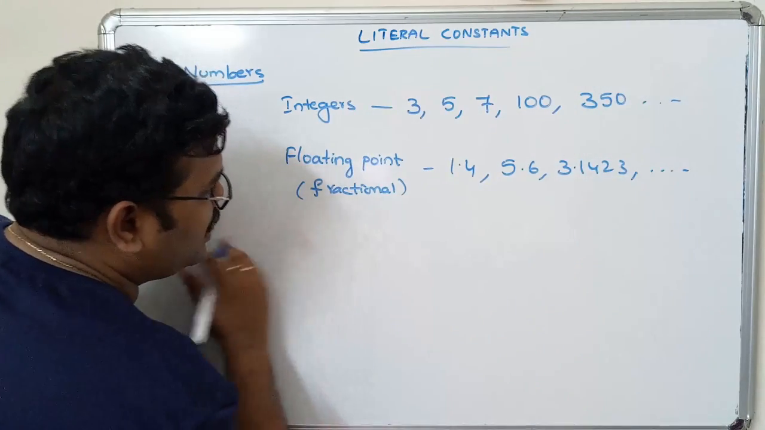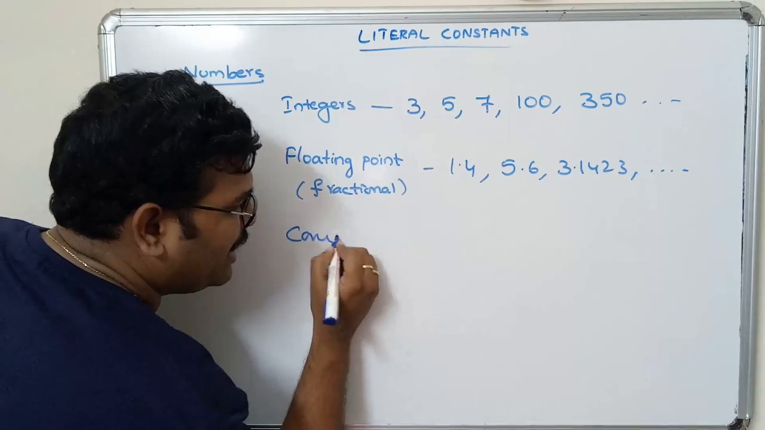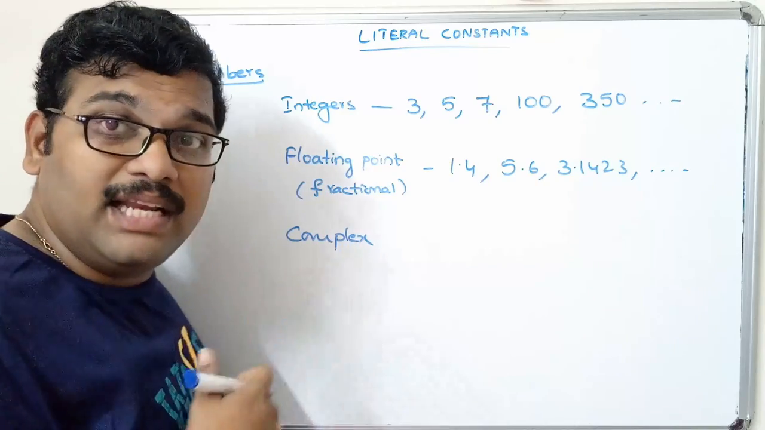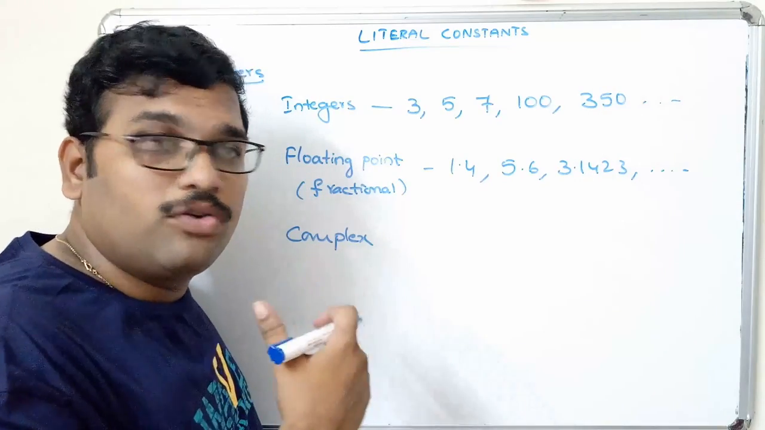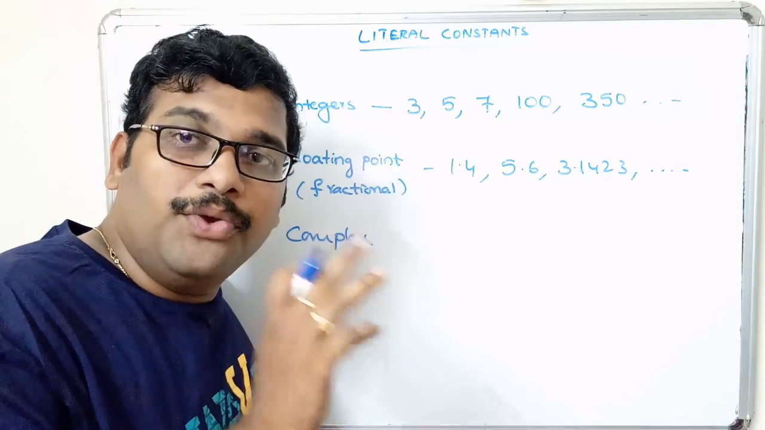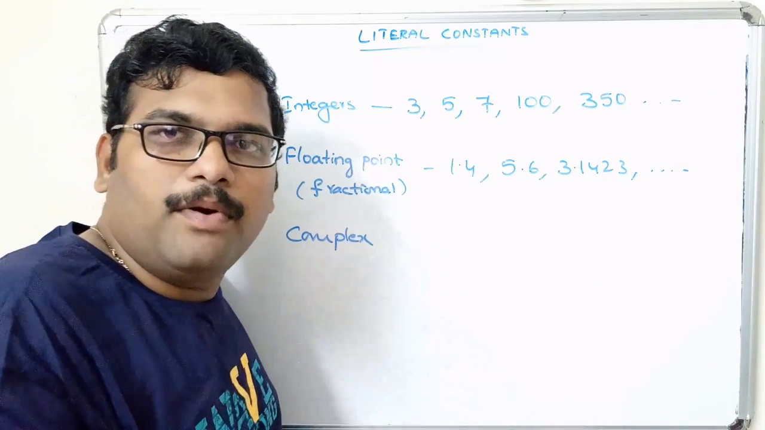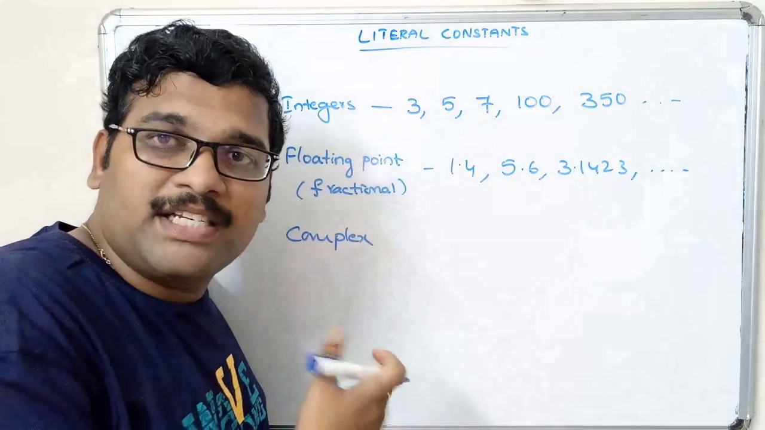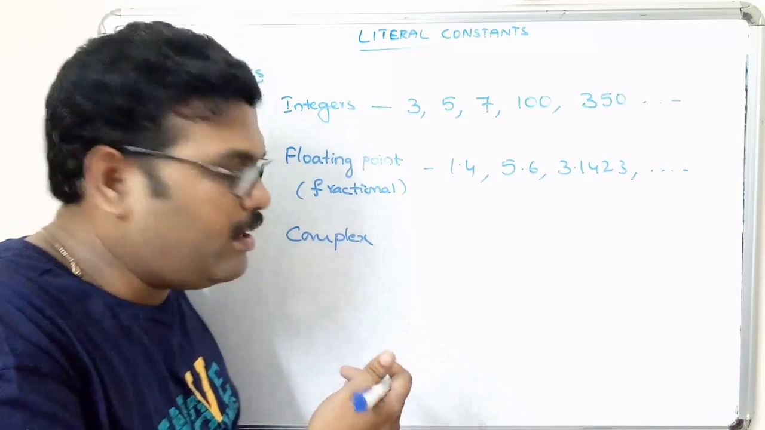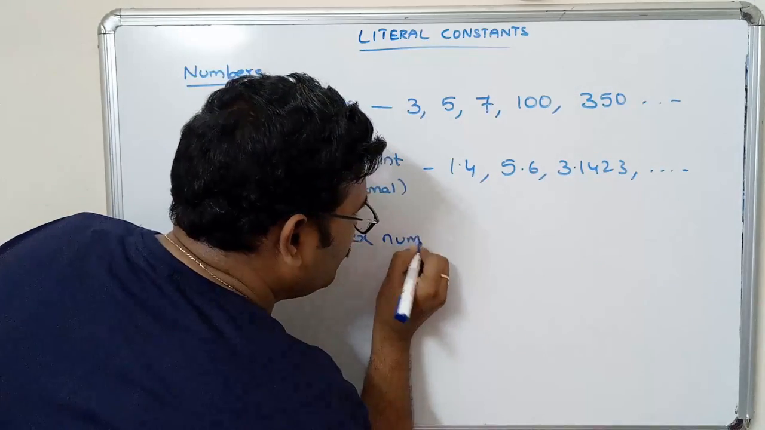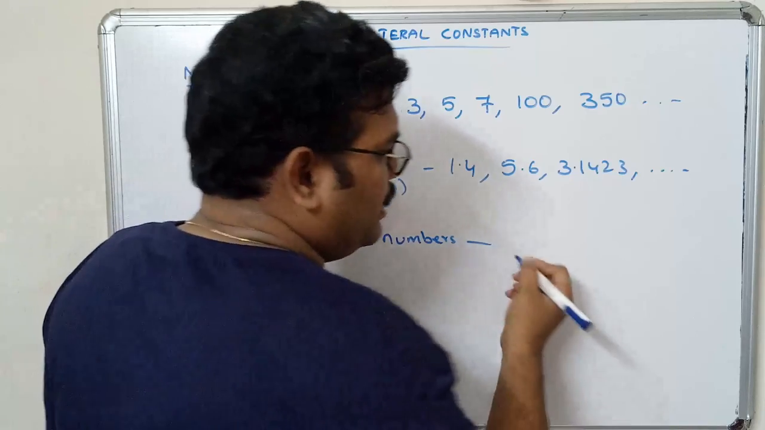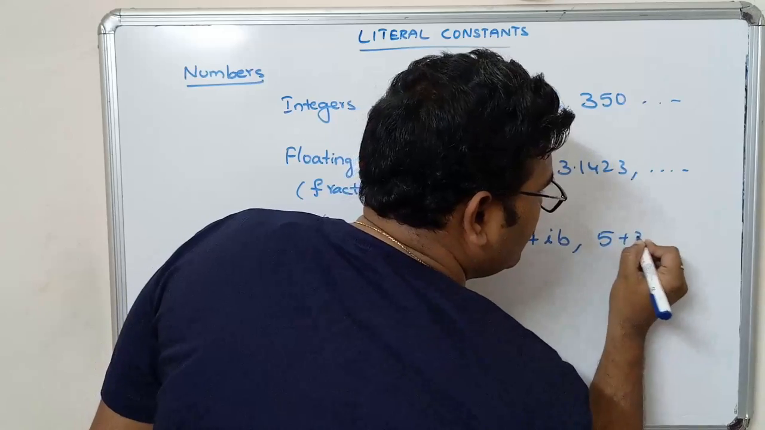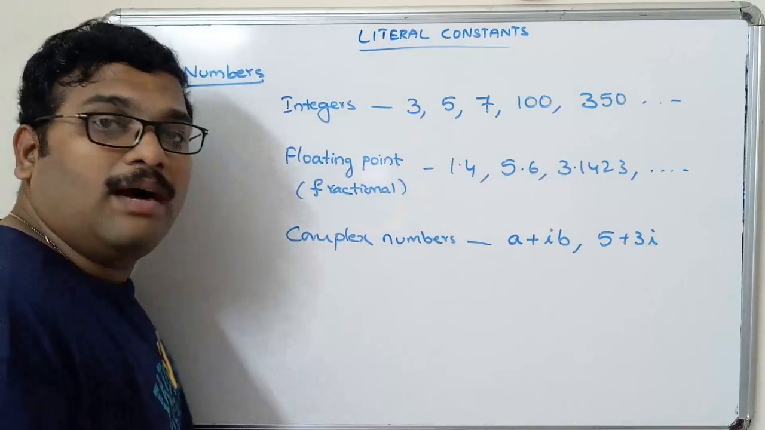Okay. Next, coming to the complex numbers. Here in Python, we can use complex numbers directly, whereas in C language we can't. In order to operate on complex numbers in C, we have to use the structures concept. But in Python, we can directly use complex numbers through a data type, right? Complex numbers are in terms of a plus ib, like 5 plus 3i. All these are complex numbers.